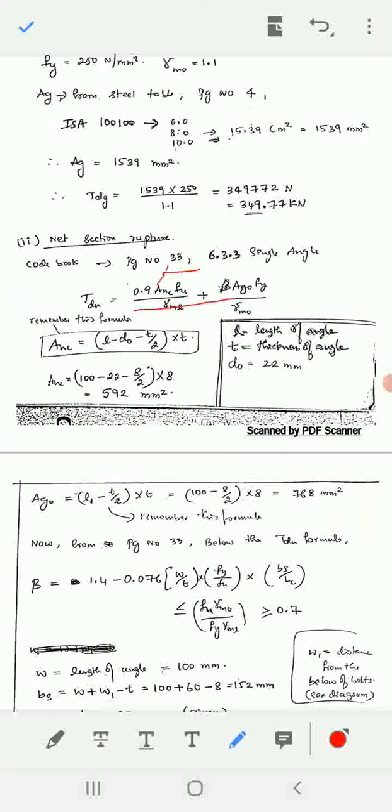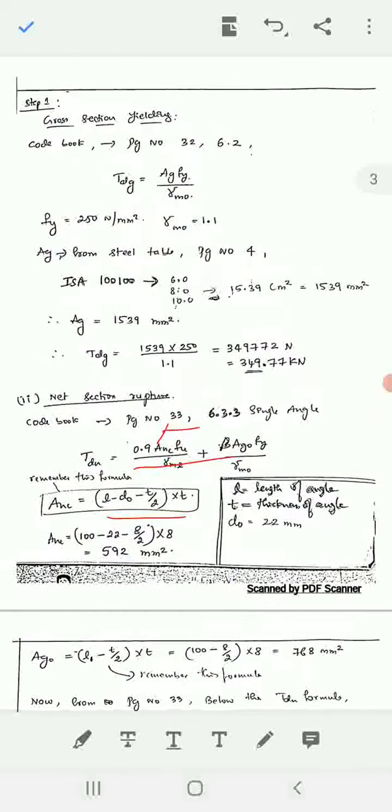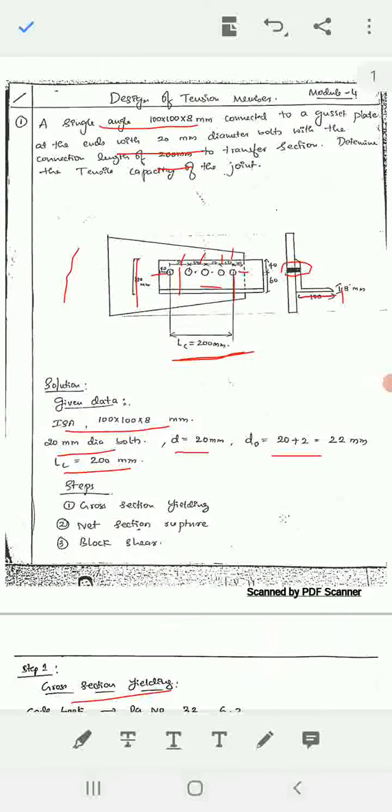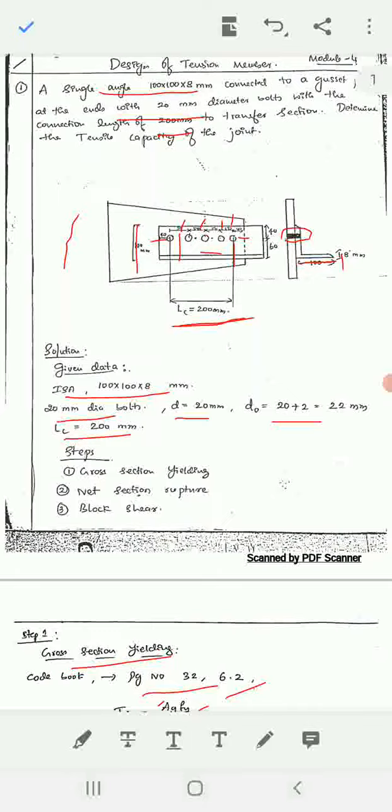To find out Anc, this is the formula: Anc is equal to L minus d naught minus t by 2, into t. This formula is not there in the code book; you have to remember it. L is the total length, that is the length of this leg, 100 into 100 into 8, and 8 is the thickness, that is the t value.